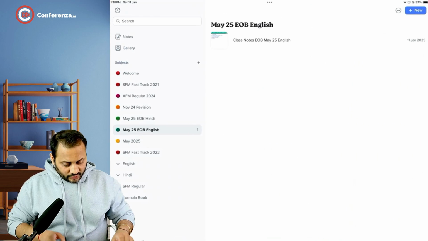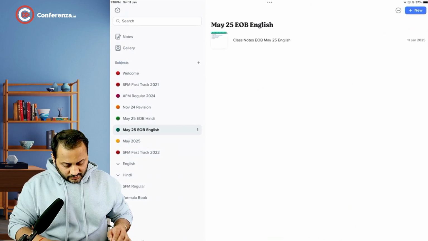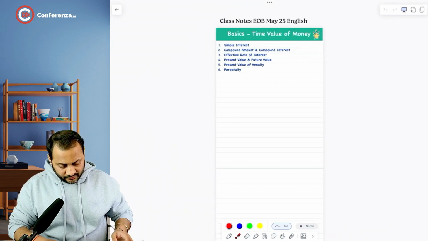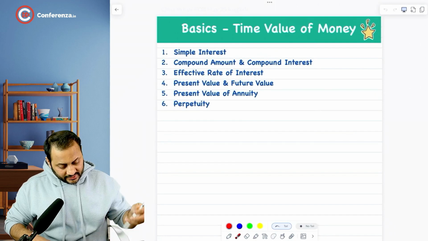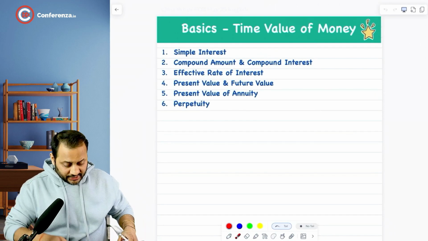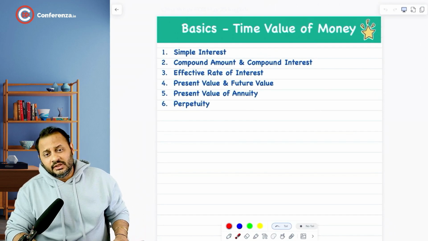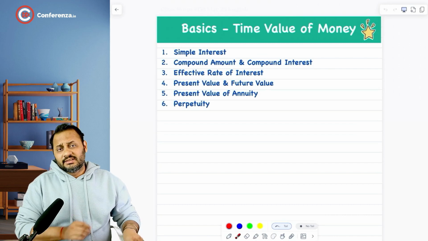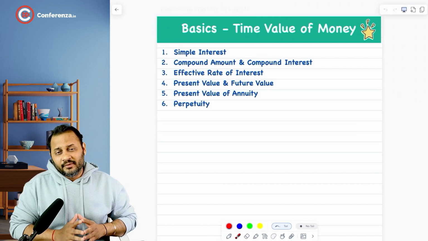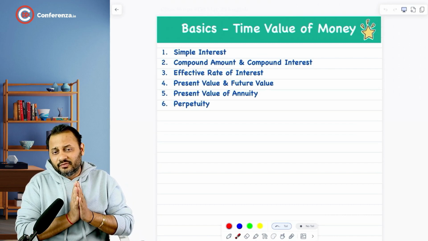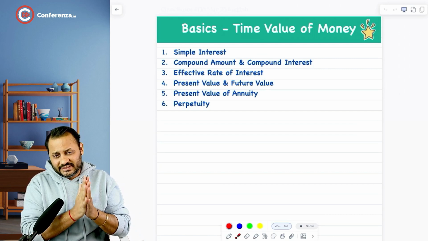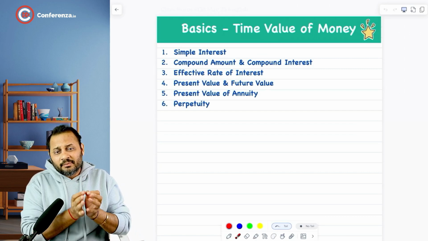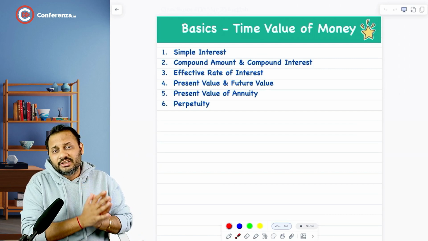Now we are going to move over to the last topic of this lecture, which is the important one from where we are starting our entire journey of exam oriented batch for AFM. So the first topic that we are going to learn is the basics, which is time value of money. We are going to discuss a couple of concepts. 6 concepts are there in totality, but these concepts will be used in the coming chapters.